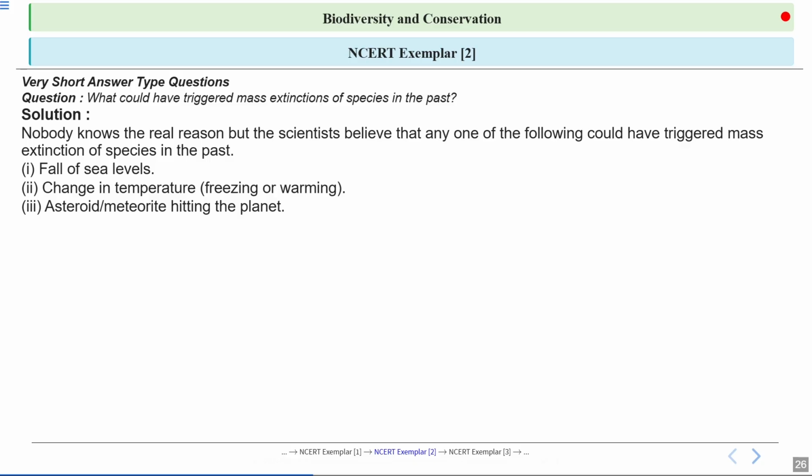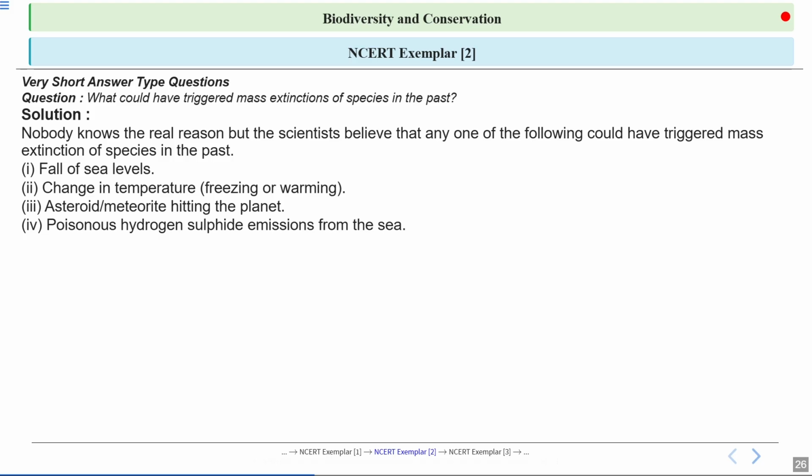Next one, if an asteroid or meteorite hits the Earth, it can cause massive destruction. The impact would release a huge amount of energy, leading to massive fires, shock waves, and a cloud of dust and debris that could block sunlight.